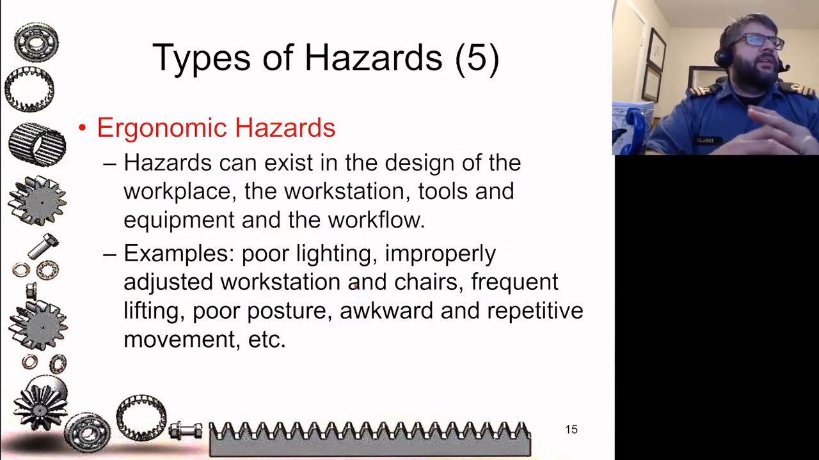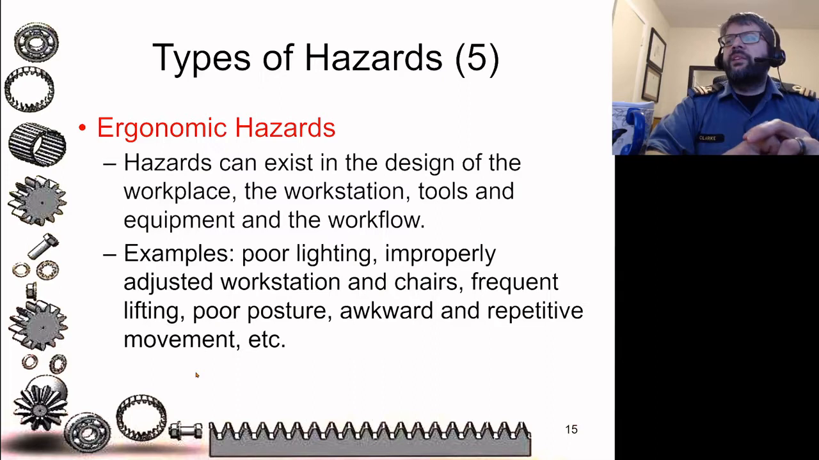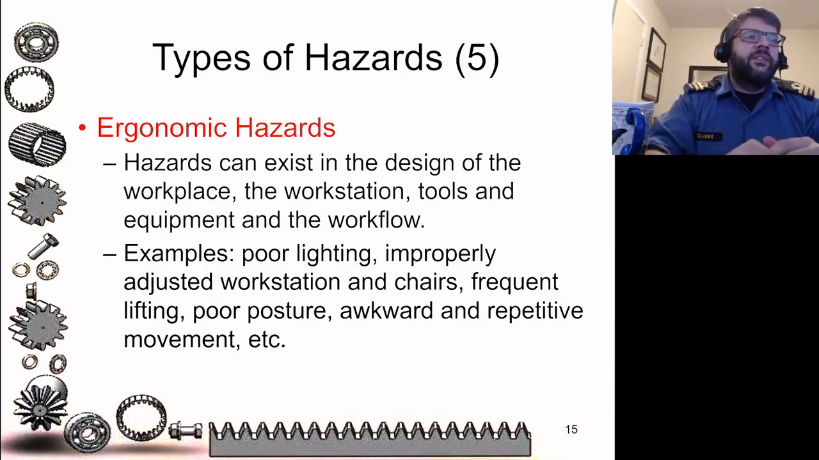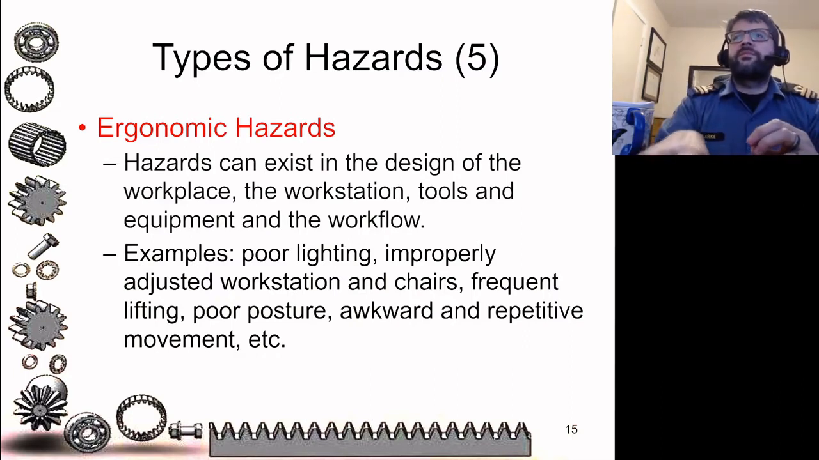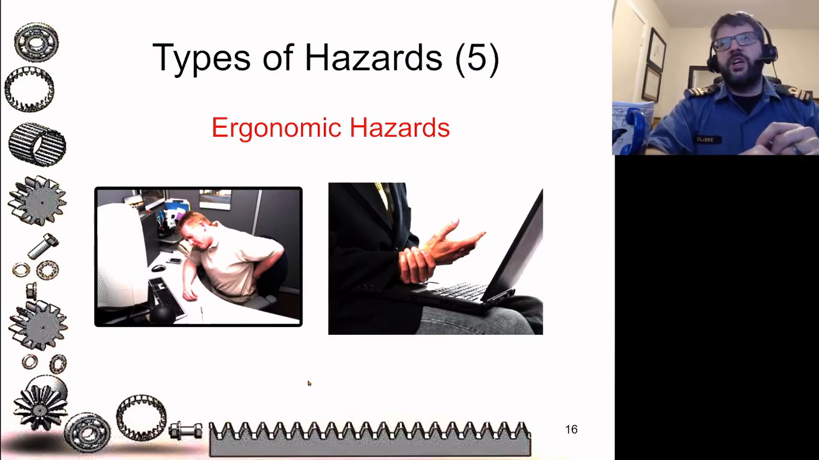And then we've got ergonomic hazards. Basically, those that have to do with the design of the workplace, the workstation, what you're using, and most often they come up with awkward and repetitive movements. Essentially you want to ensure that if someone's doing something frequently, they're not being forced to move their body in various ways that could cause harm over time. So you might get carpal tunnel syndrome if you have a poor typing setup. You might have back pain if you have a really bad chair, and so on and so forth.